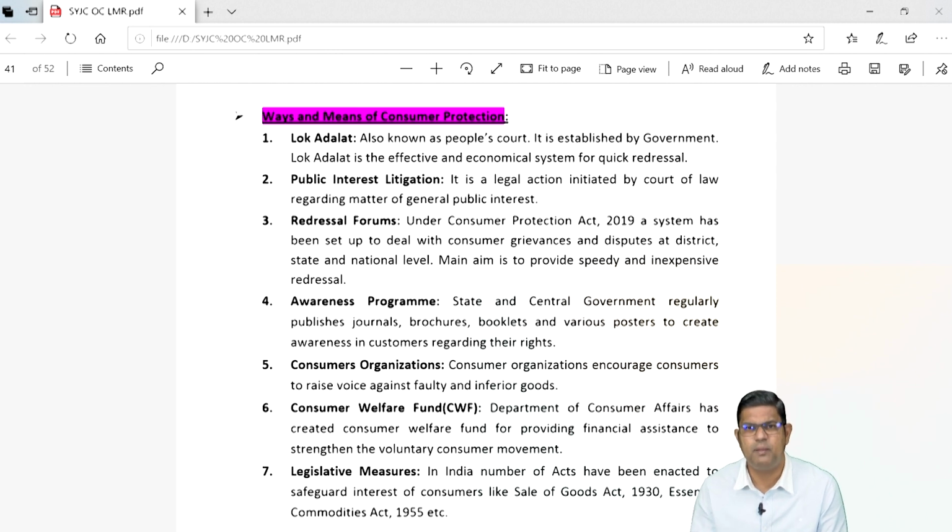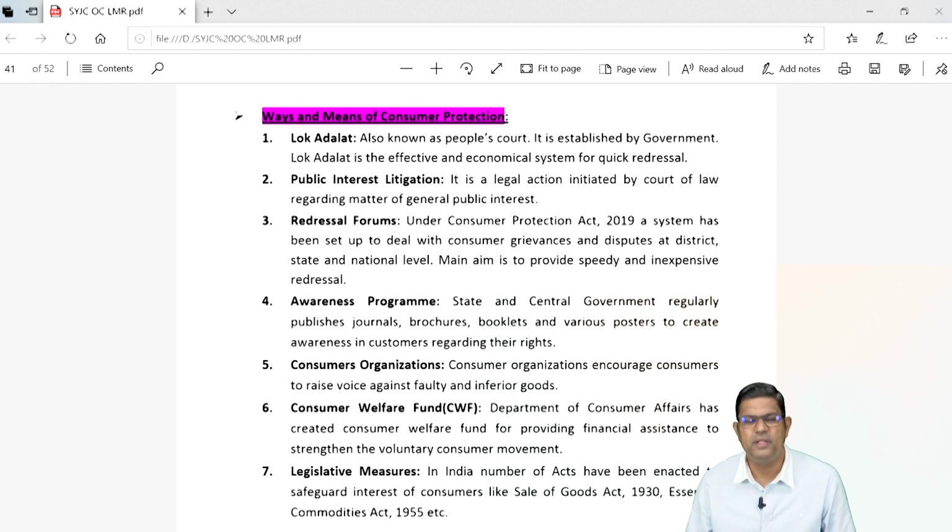Now, it was established by the government. And this particular Lok Adalat is a very effective and economical system for quick redressal. मतलब ये आपका नॉर्मल कोर्ट नहीं है. नॉर्मल कोर्ट के आउट ऑफ द कोर्ट एक लोक अदालत नाम का एक कोर्ट होता है जहां पे वॉलेंटरीली दोनों पार्टीज अगर जाएंगे तो उनको फटाफट जस्टिस मिल सकता है. You need not wait in the normal court so that your number will come and then your case might be put up. So this particular Lok Adalat is a very simple, effective and economical method to get justice.